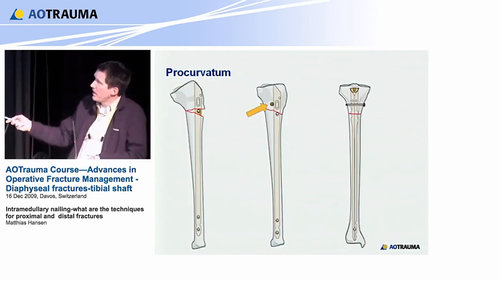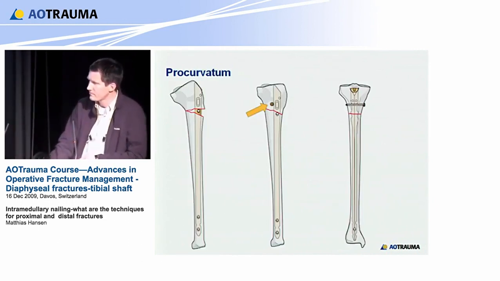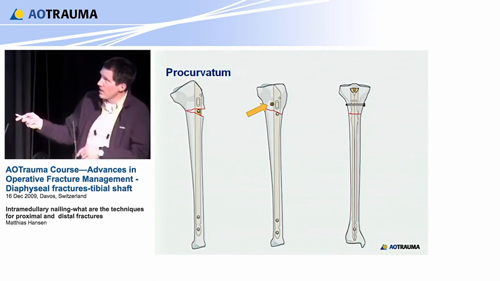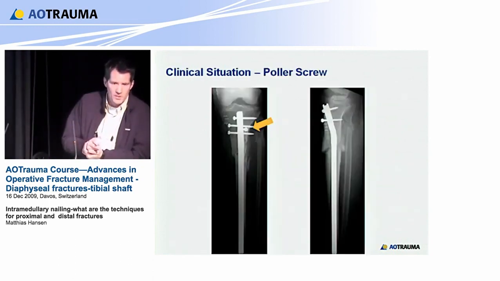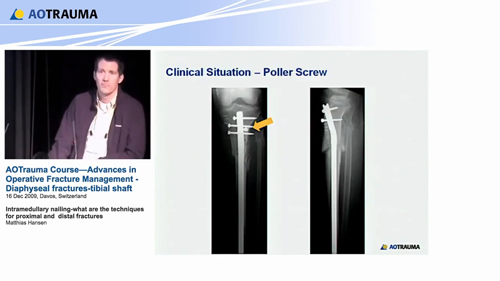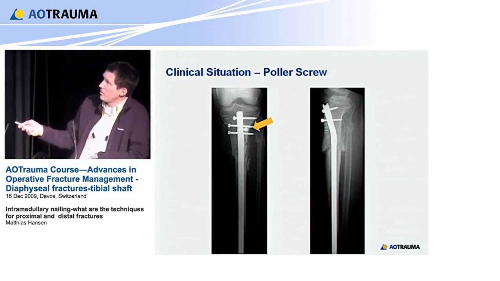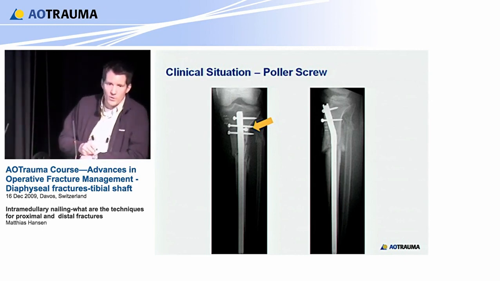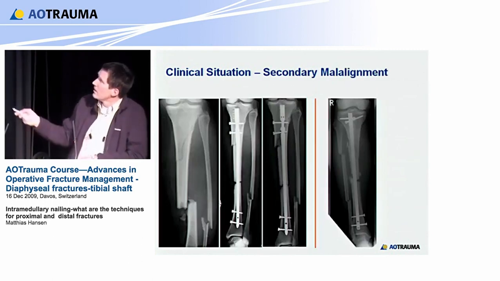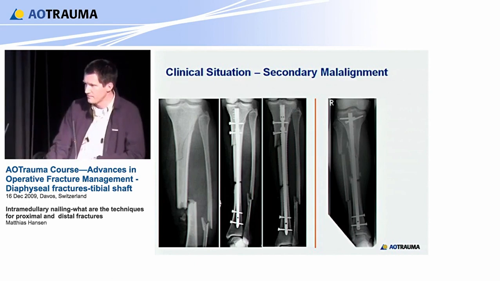So you always place your screws on the concave side of the deformity. This works as well in the procurvatum deformity. Then you have to put the screw behind the nail to prevent bending of the proximal fragment. Here you see a clinical situation with the polar screw lateral to the proximal part of the nail, just aligning the proximal fragment in relation to the nail.